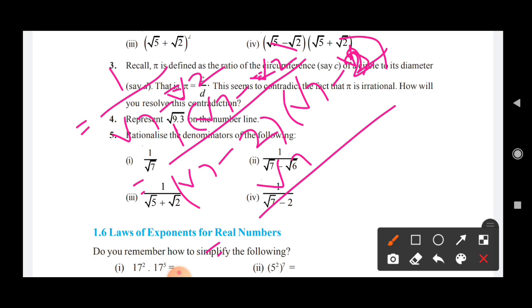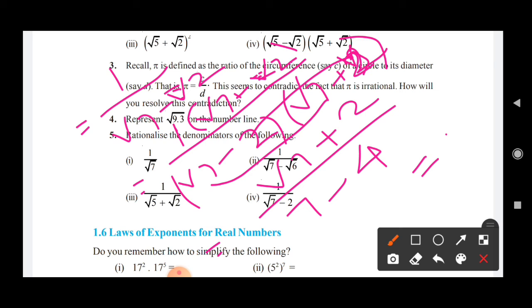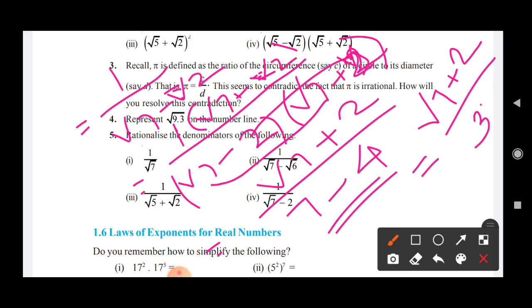Numerator will remain the same, root over 7 plus 2, and here is the formula, which is multiplied by 1. So it is root over 7 into root over 7, so root over 7 whole square, so we have 7 minus 2 into 2, 4. So as you know, the numerator will remain the same, root over 7 plus 2, and the denominator will be 7 minus 4, which is equal to 3. So 3 is rational. So this way you can solve this type of question.